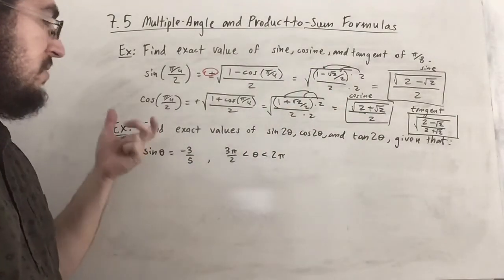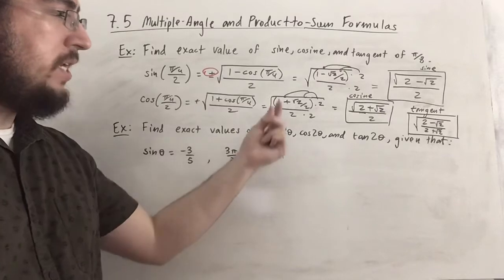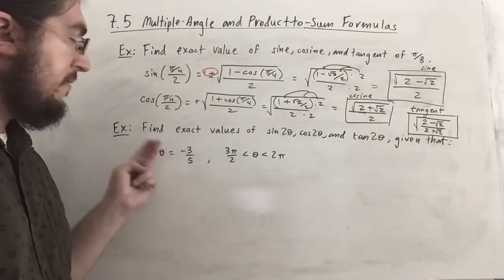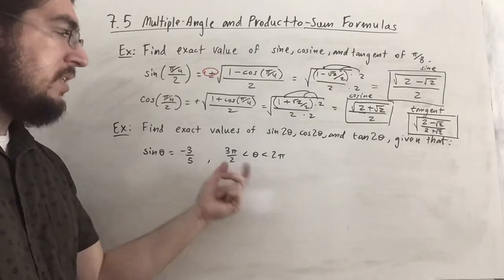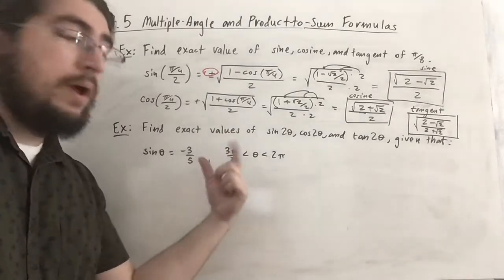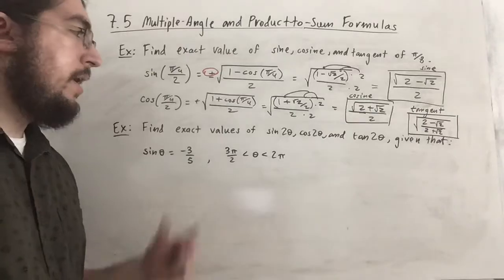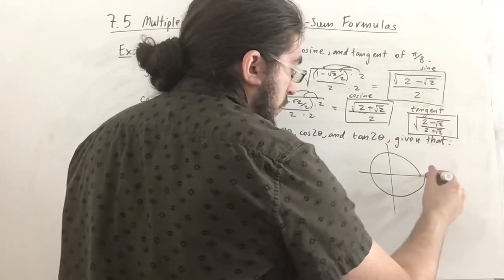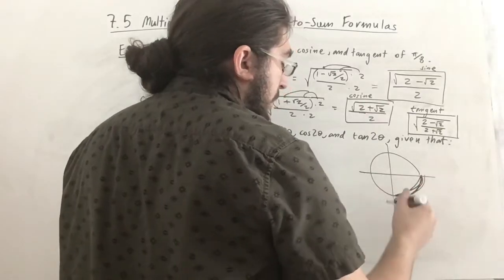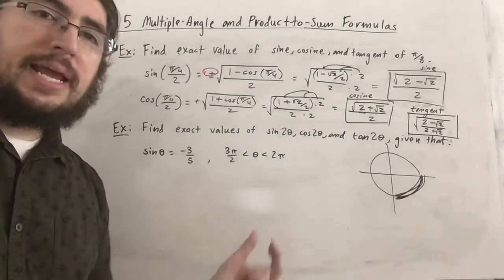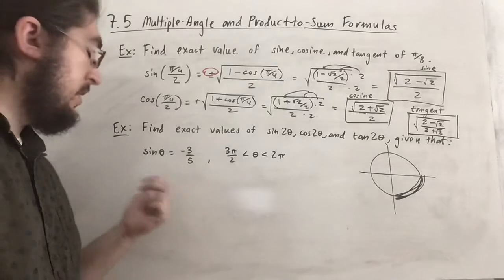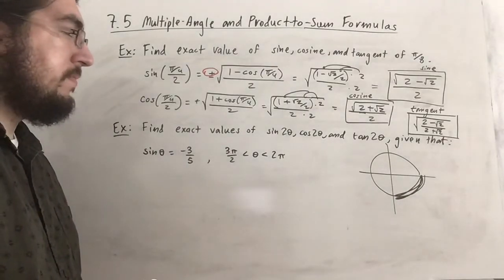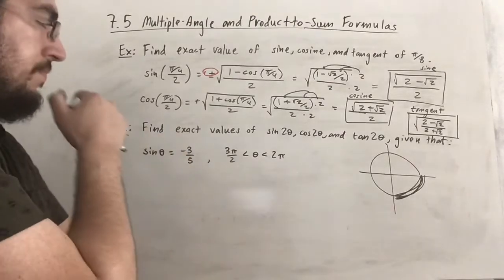So here it says, find the exact values of sine of 2 theta, cosine of 2 theta, and tangent of 2 theta, given that sine of theta is negative 3 over 5, and specifically it says that theta is in between 3 pi over 2 and 2 pi, meaning that it is in the fourth quadrant. So right here is where we lie. Which makes sense because sine is negative there, and it's no coincidence that it's given that sine is negative 3 over 5. Good. But now what?